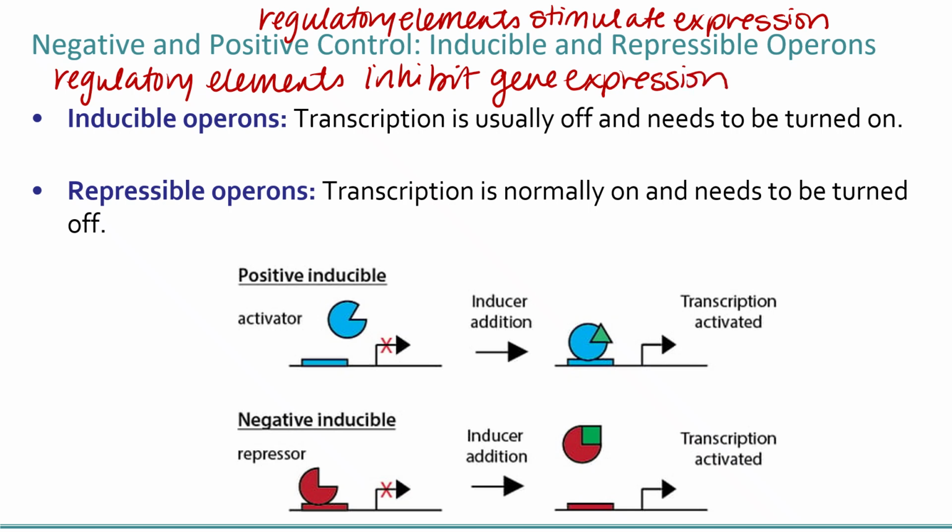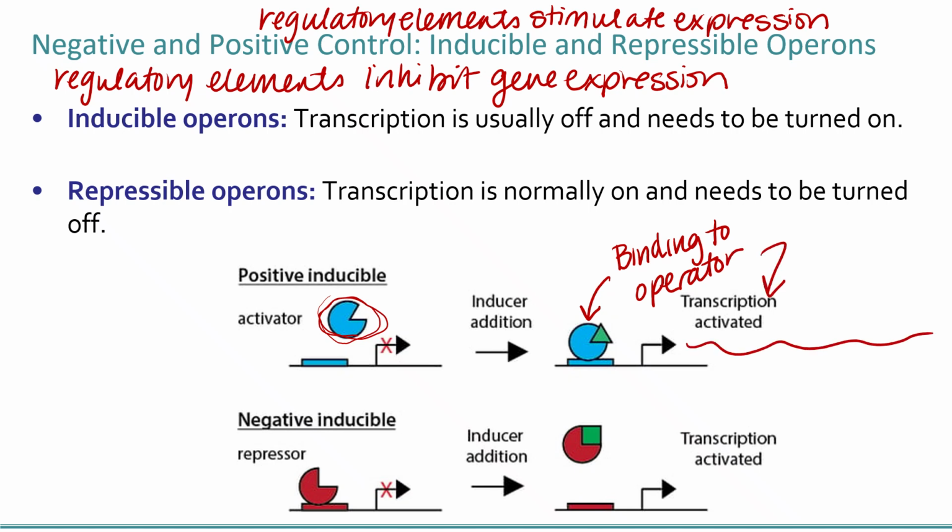So I said we were going to ignore the picture. Let's go ahead and look at it. Okay, so under positive control, we need our regulatory element, which happens to be this little Pac-Man-like molecule here, to stimulate our expression. And so it does that by binding to the operator, which causes transcription to take place.